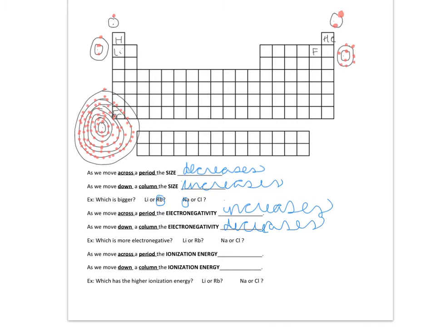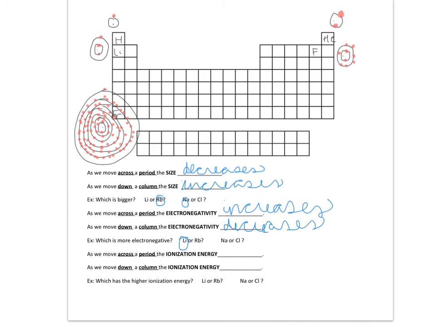So which is more electronegative, lithium or rubidium? Well, rubidium is further down. It has a lot of shielding of those inner electrons on the pull of our nucleus. And our atom just is frankly too big to want one more electron. So lithium is more electronegative than rubidium.